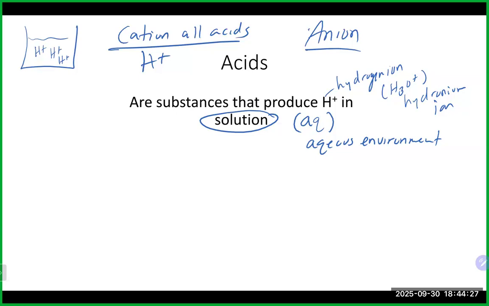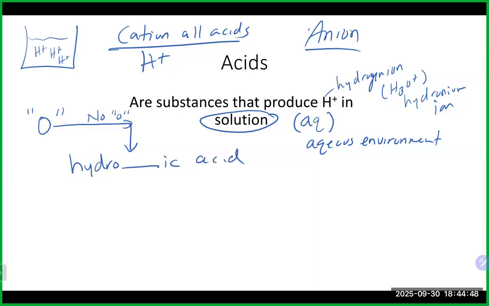Now, when we name acids, it's all about oxygen and whether or not the acid has oxygen. If the answer is no oxygen, your acid will start with hydro, something, ic acid. So again, if you see an acid that does not contain oxygen, it will start with hydro and end with ic acid. The middle part is actually the negative anion. It's the negative guy that is the missing middle part.